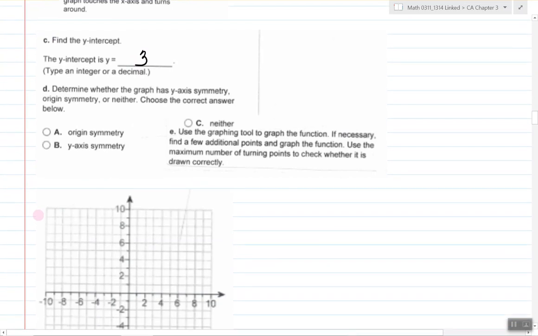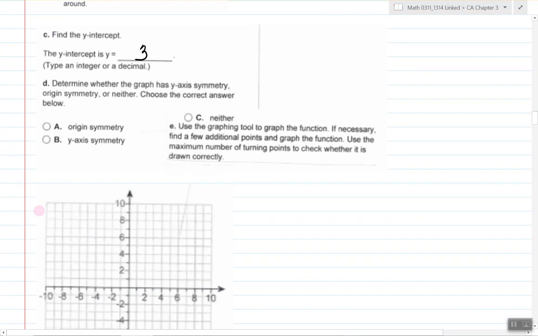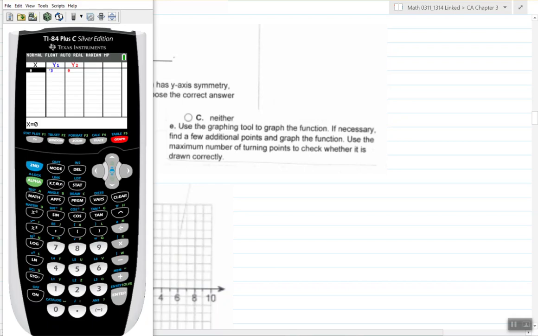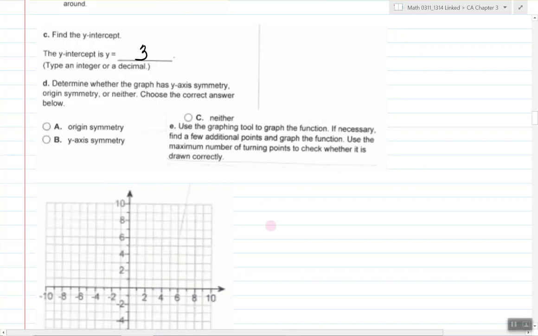Now it says determine whether the graph has y-axis symmetry, origin symmetry, or neither. And we can just take a look at the graph, and it does not match across the y-axis, and it does not match across the origin either. So this is neither.